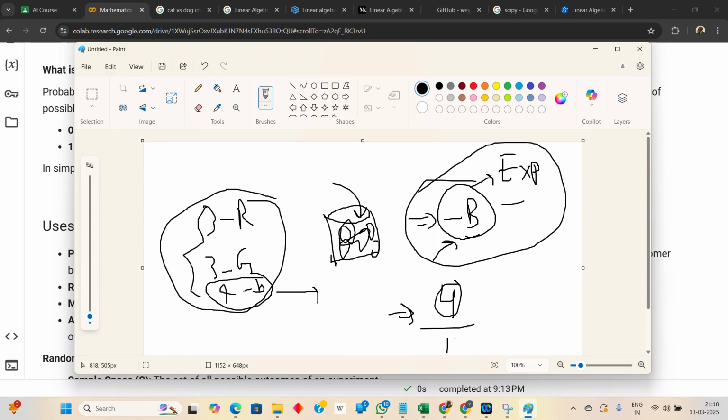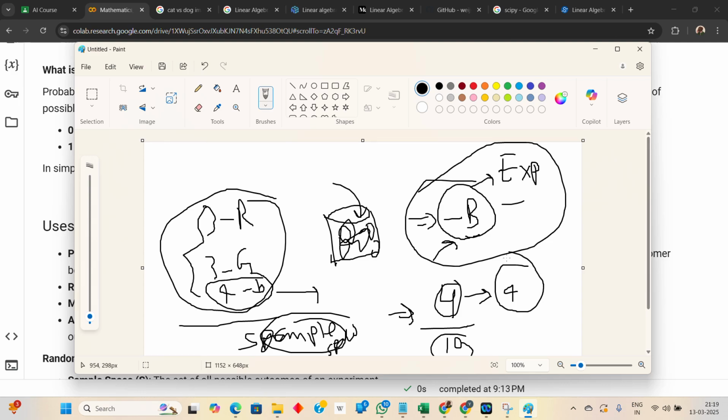There are total 10. This total can also be called the sample space. Remember this term: sample space, S-A-M-P-L-E, sample space. Got it? This is called sample space. There are total 10, and out of 10 we want to pick one ball. That ball we are estimating can be one of the four.